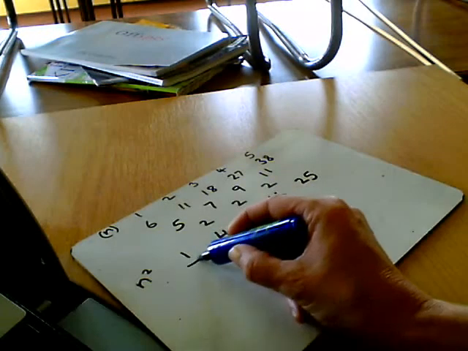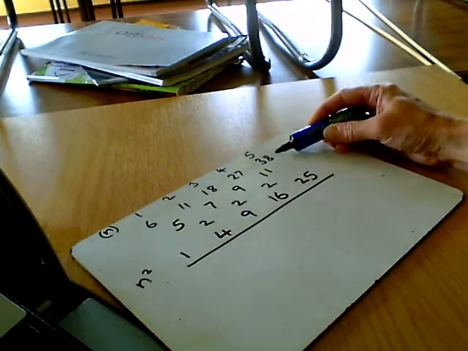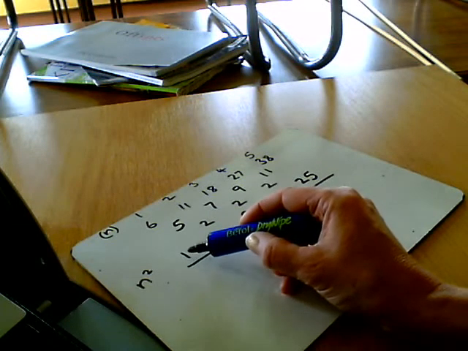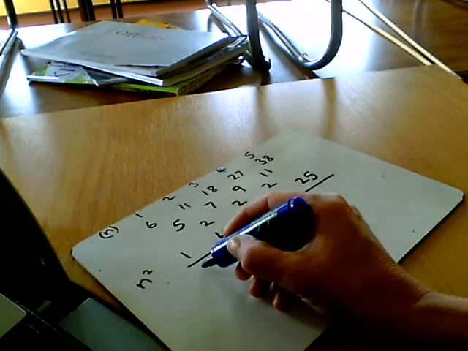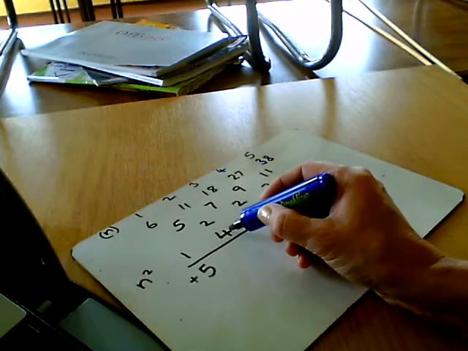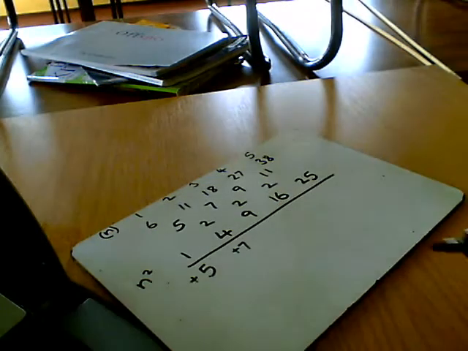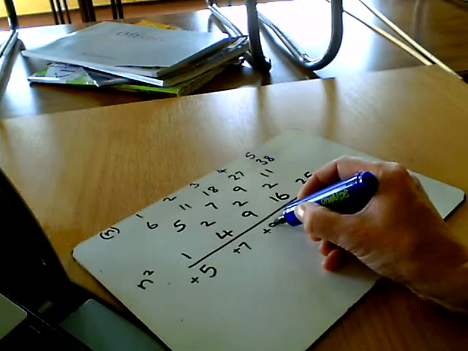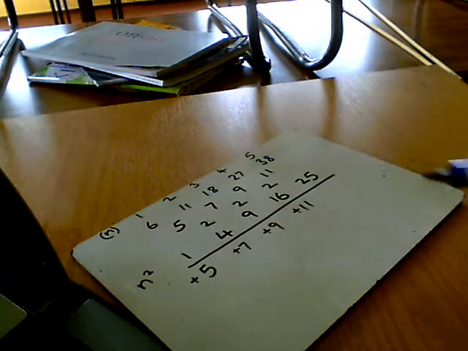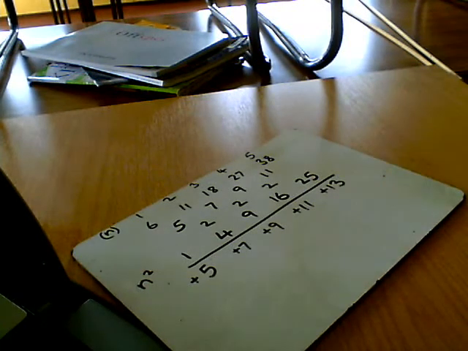Right, now we're going to have a look at the difference between n squared and this sequence here. So I know that I'd have to add 5 onto 1 to have 6. Let's add 5. I'd have to add 7 onto 4 to have 11. I'd have to add 9 to 9 to equal 18. Add 11 to the next one, and add 13 to 25 to equal 38.